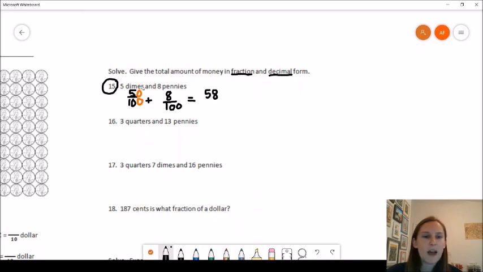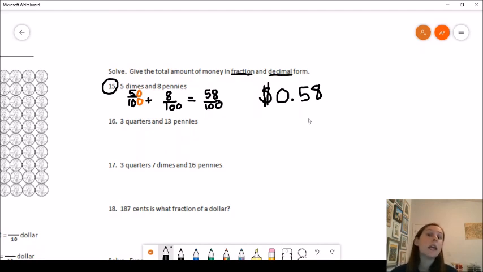And that makes sense because 5 dimes, each dime is 10 cents, so 5 dimes is 50 cents. And 8 pennies, each penny is 1 cent, so 8 pennies is 8 cents. So 50 cents plus 8 cents would be 58 cents. 58 out of 100 cents in a dollar, so 58 hundredths. And then as a decimal, that would be 0.58, 58 hundredths, because I know 58 hundredths is 5/10 and 8 hundredths. And then I can also put that dollar sign to the left here.